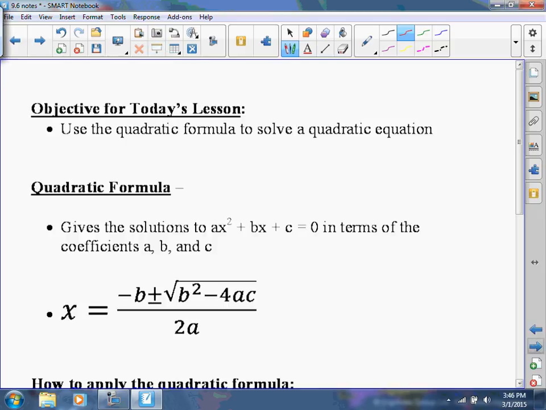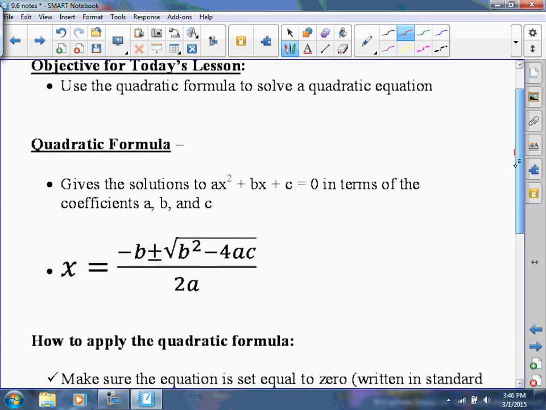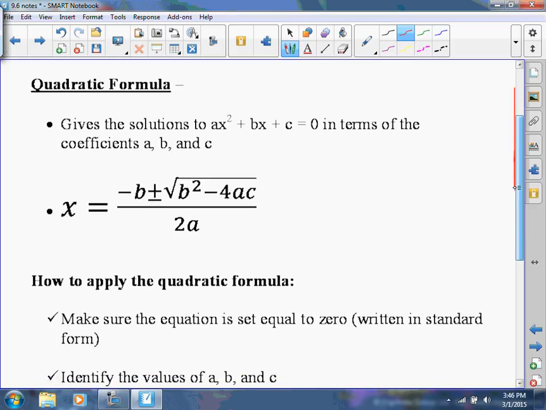Now this is the last method that we're going to see for how to solve a quadratic. So we can graph them, or we can solve them algebraically, or we can use this formula. There's another way that we can solve them, but we'll save that for the next chapter. Okay? So here's the quadratic formula.